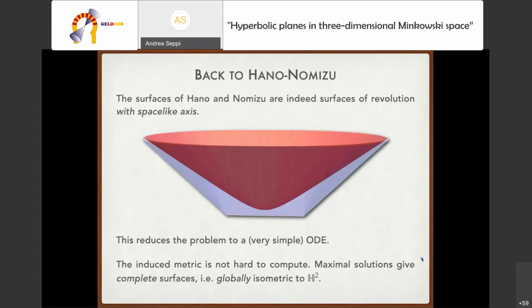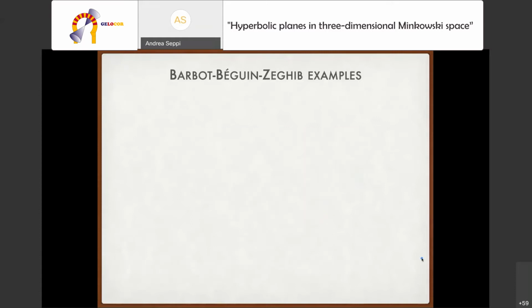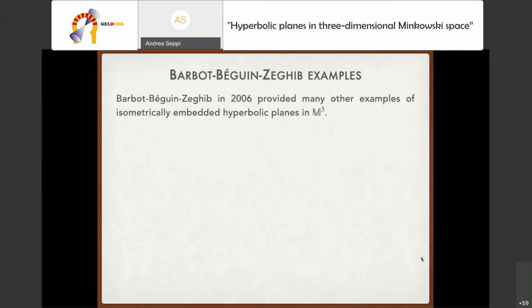Okay, so this is about the Ano and Umezu examples. I also would like to spend one slide on another large class of examples, which is not completely fundamental for the results I'm going to present, but I like this construction a lot. So Barbot, Béguin, and Zeghib in 2006 provided a result which gives many other examples of isometrically embedded copies of H2 in Minkowski 3-space. The way they did this is the following.